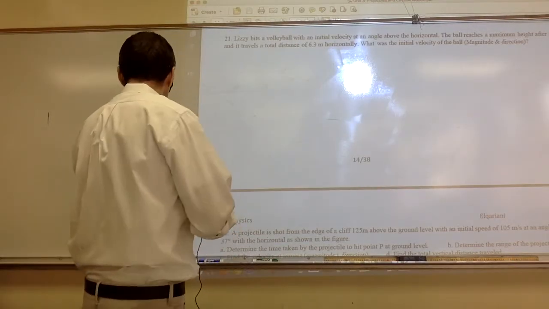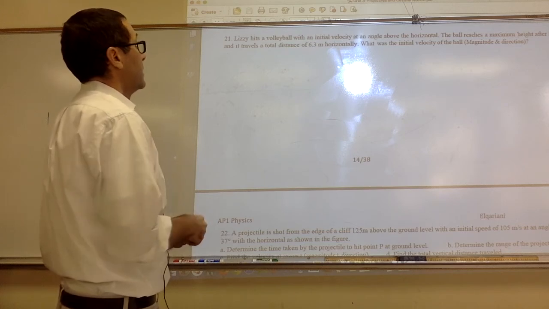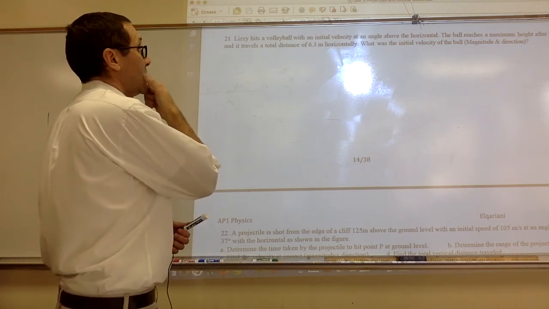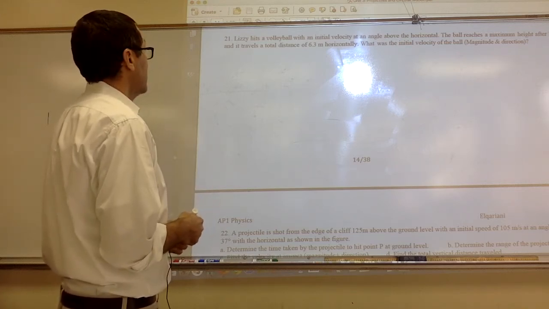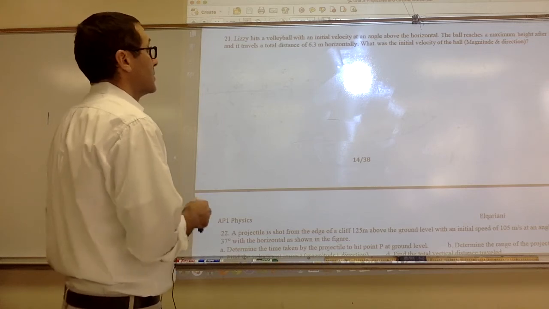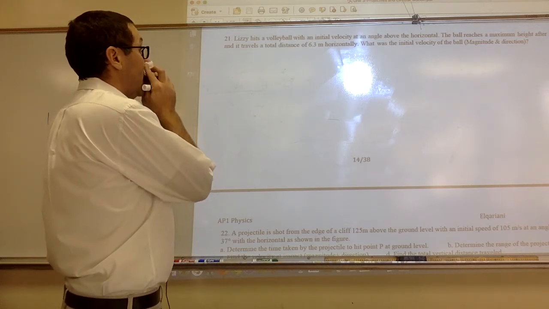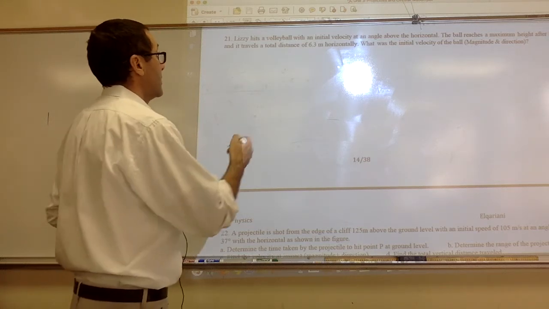All right, we're looking at 21. So Lizzie hits a volleyball with an initial velocity at an angle above the horizontal. The ball reaches maximum height after 1.5 seconds, and it traveled a total distance of 6.3 meters. So basically, the ball is going to be in the air for 3 seconds. What was the initial velocity of the ball?